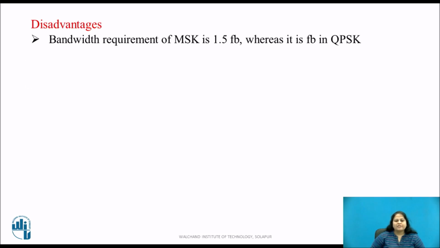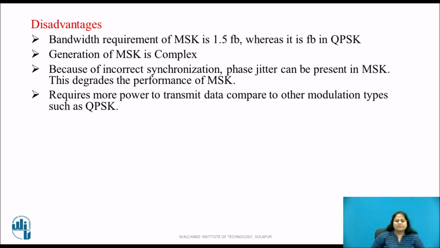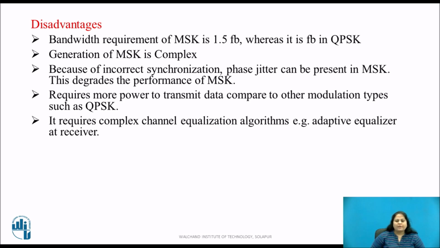MSK has disadvantages too. The bandwidth requirement of MSK is 1.5 times FB, whereas it is only FB in QPSK. Generation of MSK is a bit complex. Because of incorrect synchronization, phase jitter can be present in MSK. This degrades the performance of the MSK signal. It requires more power to transmit the data compared to other modulation types such as QPSK. It requires a complex channel equalization algorithm, that is, an adaptive equalizer at the receiver.